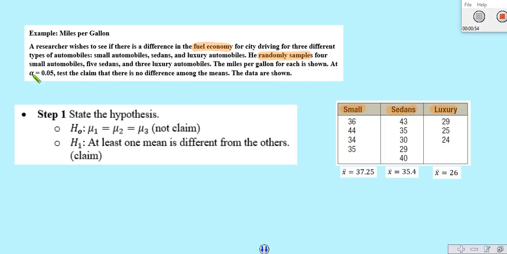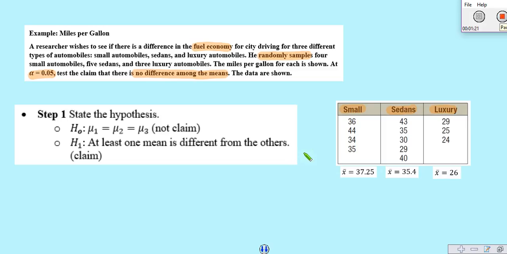So at a significance level of 0.05, we want to test the claim that there is no difference among the means. So our null hypothesis would be that they are equal. So that's not our claim. Our claim is that there's at least one difference. Okay, so then we'll roll on over. We'll look at step 2.